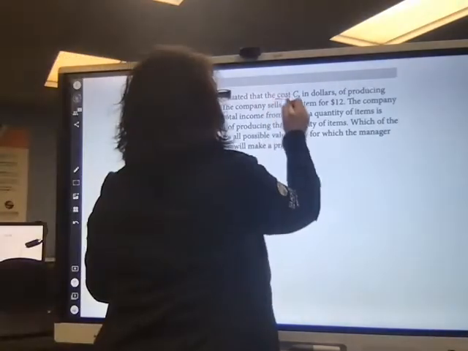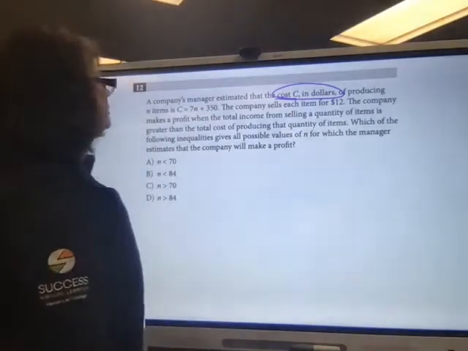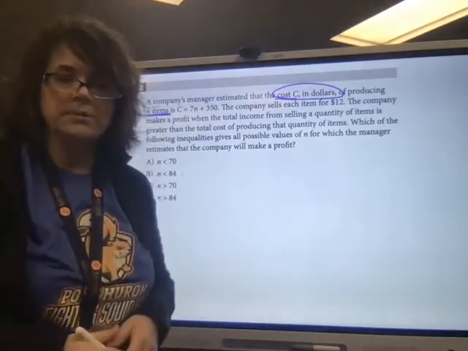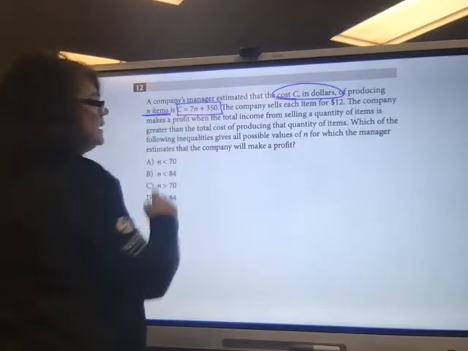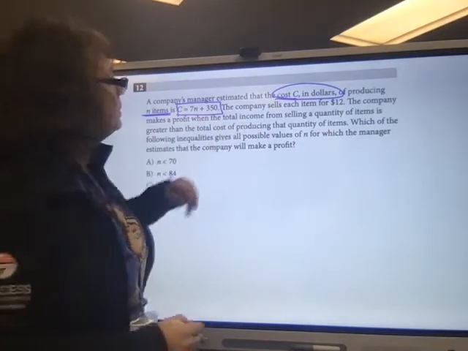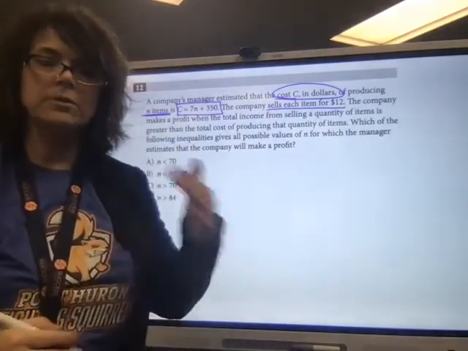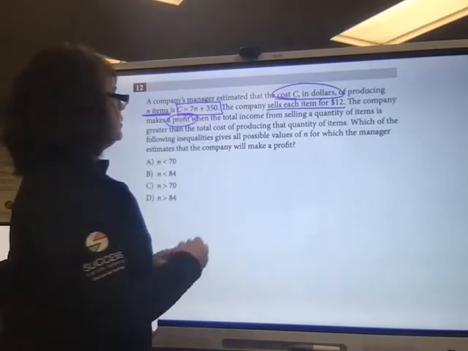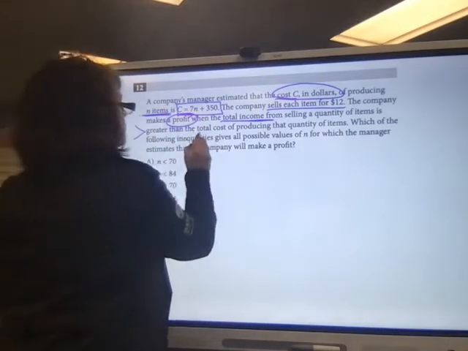We know that the cost C is in dollars, which makes sense to us because we live in the United States and we pay for everything in dollars. Producing N items, so however many items, each item is going to be represented by the variable N. The equation we're using for the cost is C equals 7 times N plus 350. The company sells each item for $12. So every item that they are producing and selling, they're charging $12. The company makes a profit when the total income from selling the items is greater than the total cost.